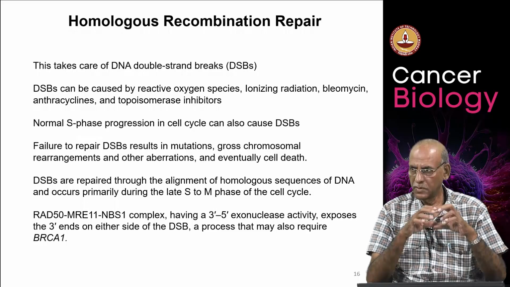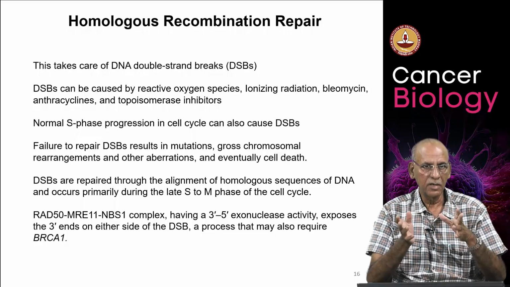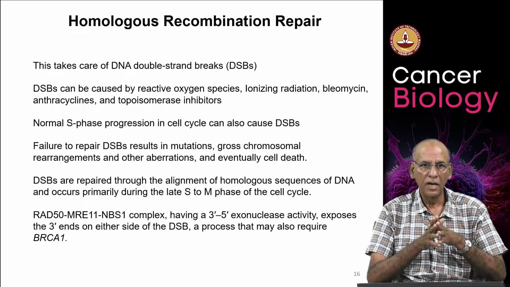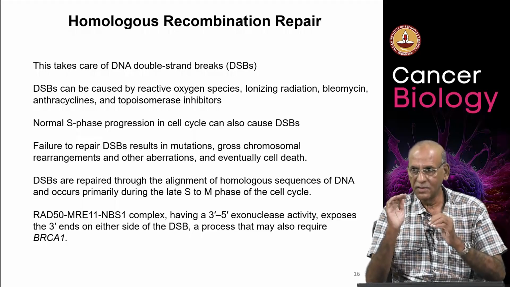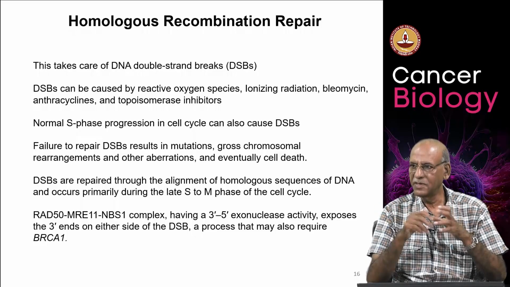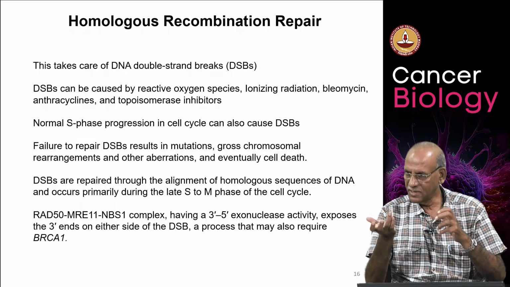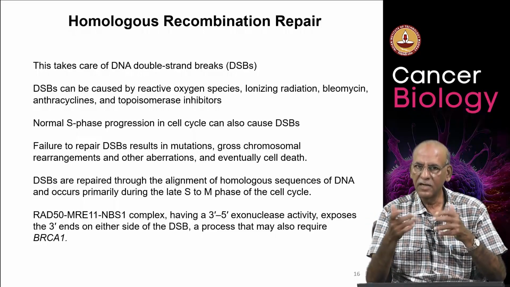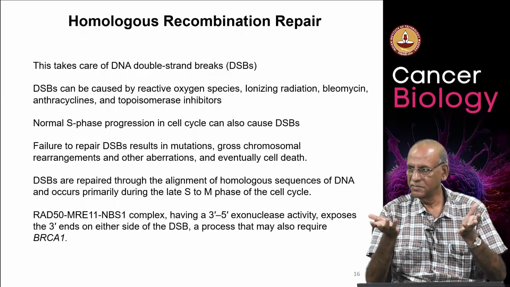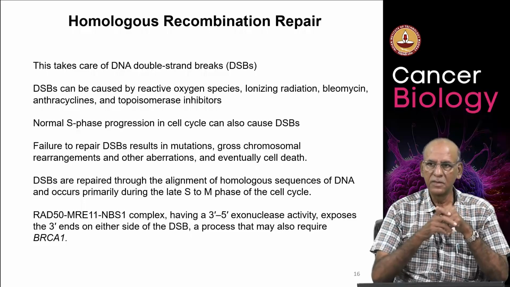Obviously, failure to repair this will result in mutation, gross chromosomal aberrations, genomic instability and eventually cell death, depending on the extent of damage. That is why it differs. If minor damage, DNA repair mechanisms will take care. If it goes beyond a certain step, cell growth arrest may be there. If it goes beyond that, it may go to apoptosis. So, stage wise, depending on the extent of damage, things can happen.